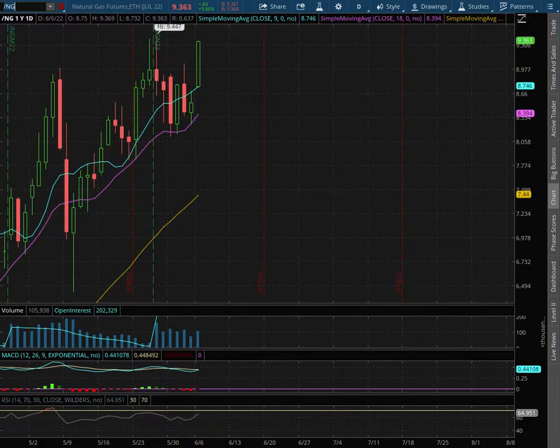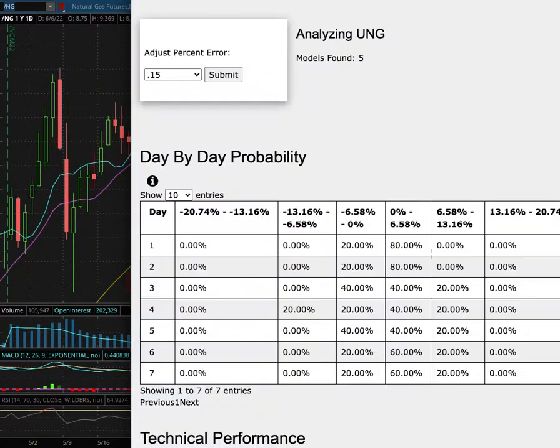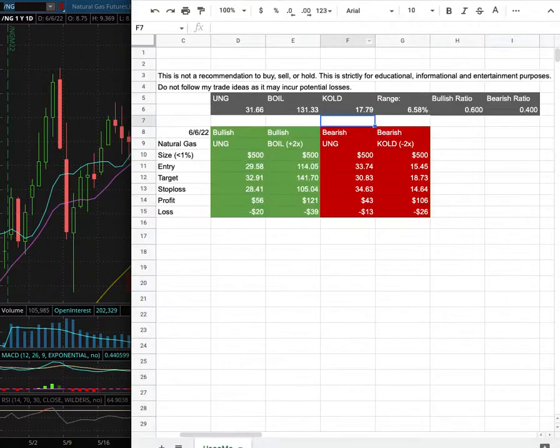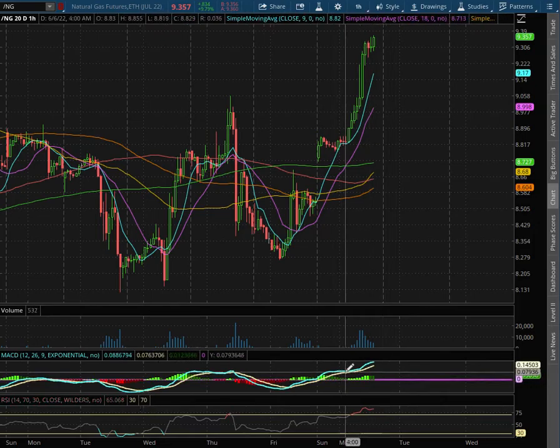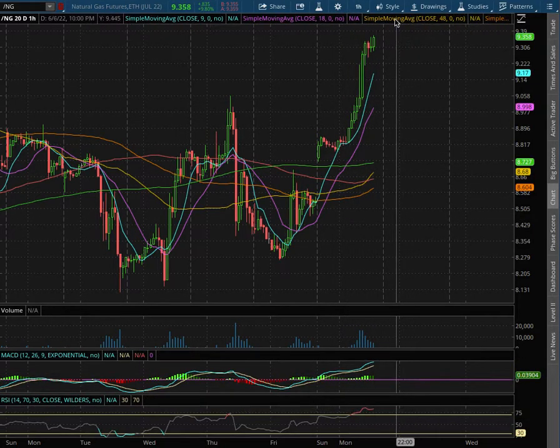Natural gas. In this video, we'll be going over my trade idea of the week and the day-by-day probability model. So let's start off with the technical analysis on the 1-hour chart. We are in positive MACD. We're at overbought levels with the RSI.